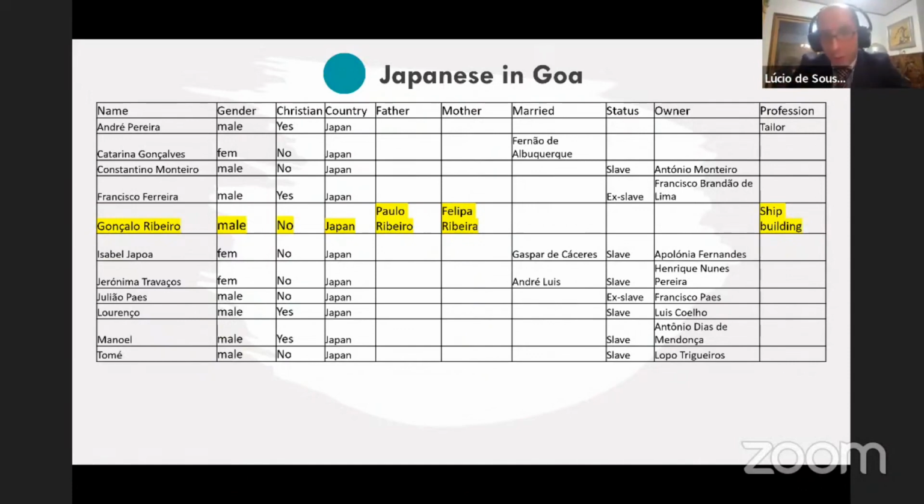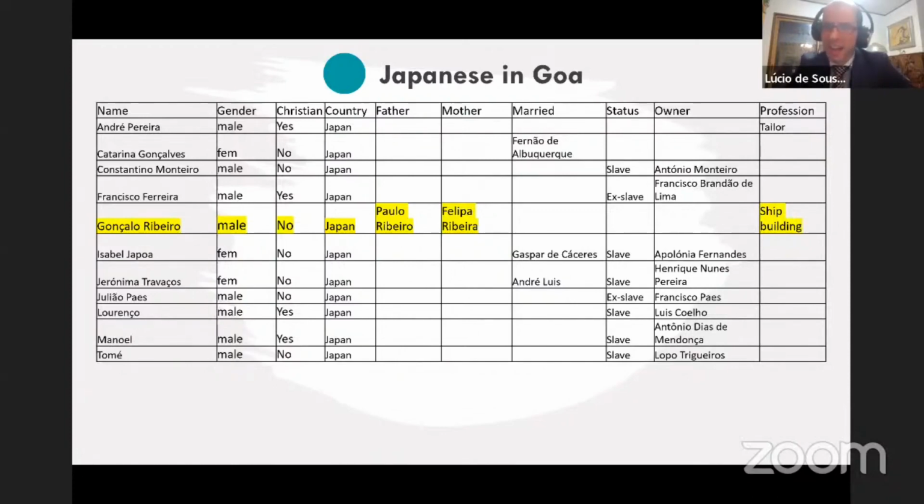But I found also these examples that are very interesting. One of them is the fact that a part of them are not Christians. They are not baptized, even though they have European Christian names, but they are not baptized.